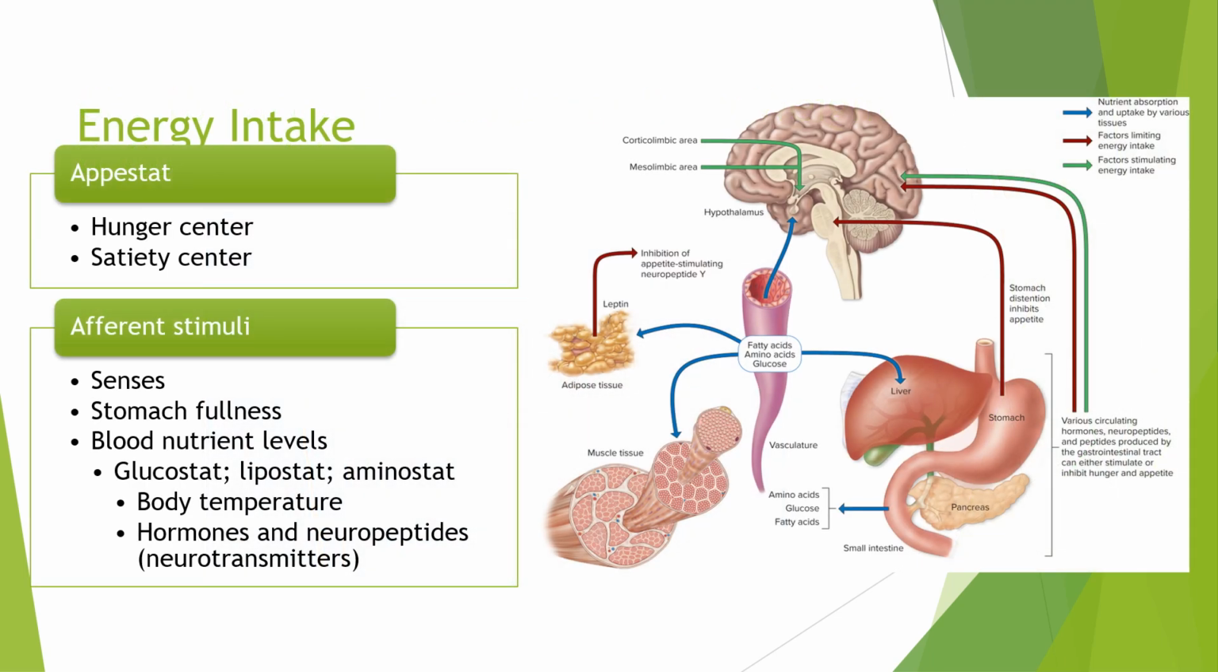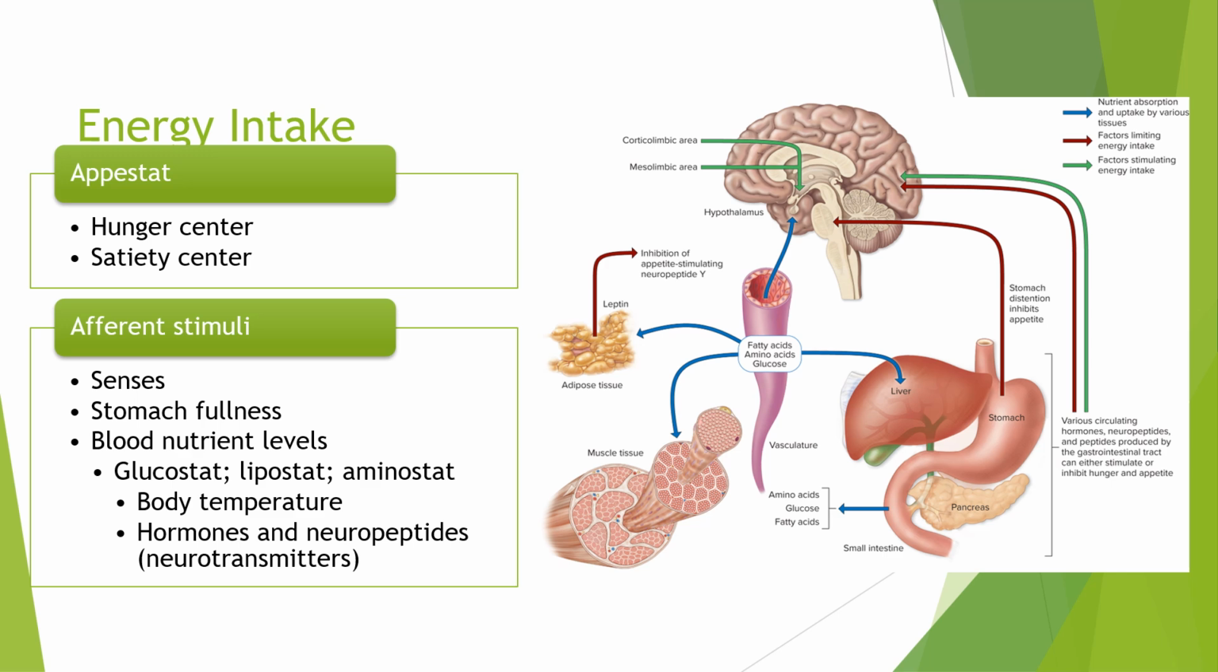The appestat is the brain's regulatory center for appetite control, comprising two main components, the hunger center and the satiety center. These centers respond to various afferent stimuli that influence hunger and satiety signals. The afferent stimuli influencing the appestat are made up of the senses, the visual, olfactory, and taste stimuli that can trigger or suppress the appetite.